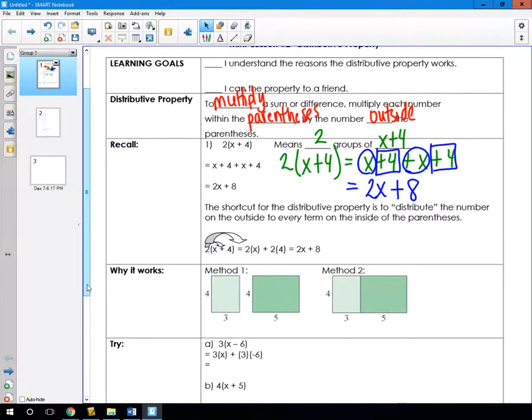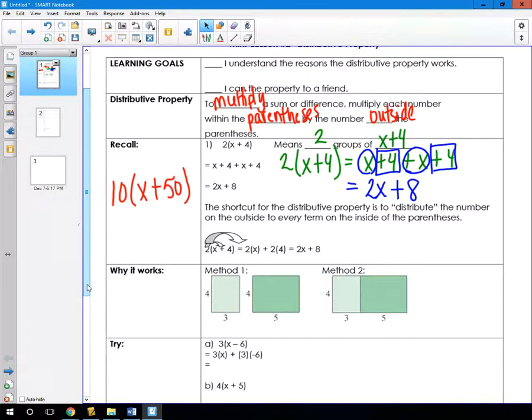I want you to consider, what if I gave you this problem, 10 times the quantity x plus 50, okay? And I asked you to write that in an expanded form. I don't think any of us would want to sit here and write 10 groups of x plus 50. Do x plus 50 plus x plus 50 plus x plus 50 and do that 10 times, much less a really big number. So we've got to come up with a more efficient way to simplify this expression without having to write out all of the groups, okay? So I'm going to show you how we're going to do that right now.